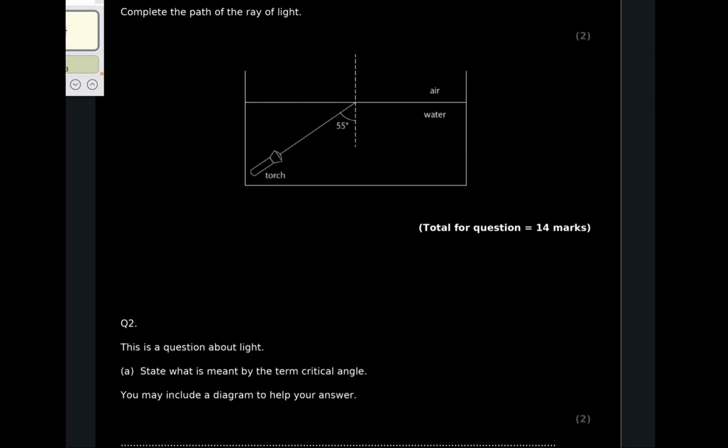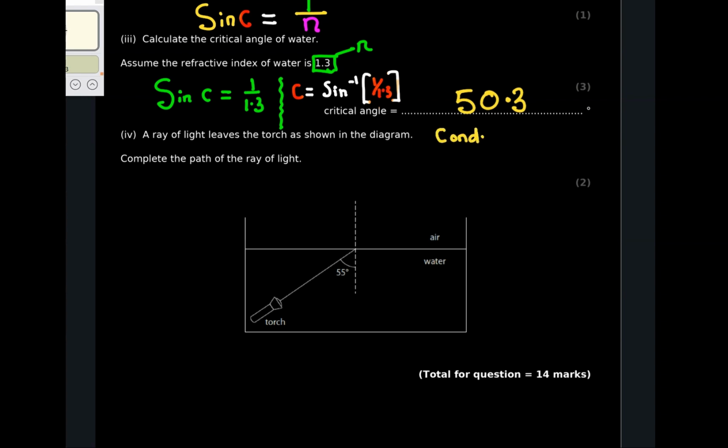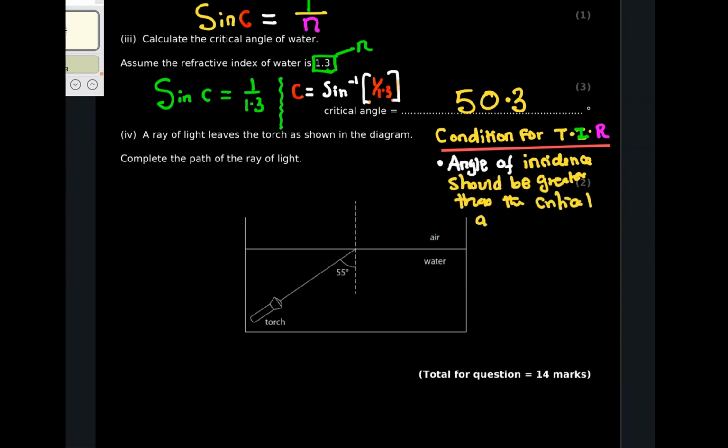They are trying to check, do you really understand the meaning of critical angle and where it helps? If you check here, our critical angle was 50.3, but the angle of incidence now here is 55. It means if this ray is directed to the boundary like that, it's not going to undergo refraction, but total internal reflection is going to take place, and this is then what we are going to have. So you see, the conditions for total internal reflection are: the angle of incidence should be greater than the critical angle.